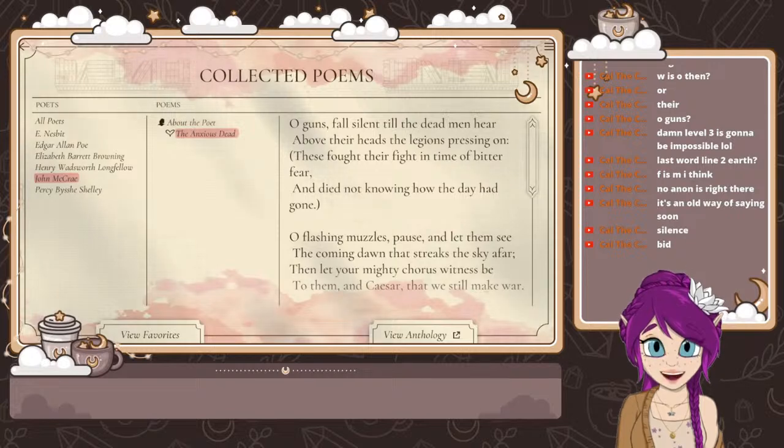What was he known for? Oh, he is the writer of In Flanders Fields. Okay. I knew his name reminded me of something.